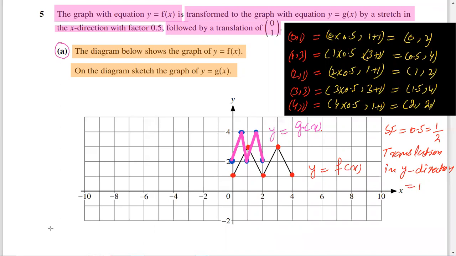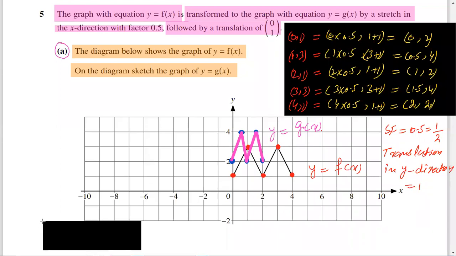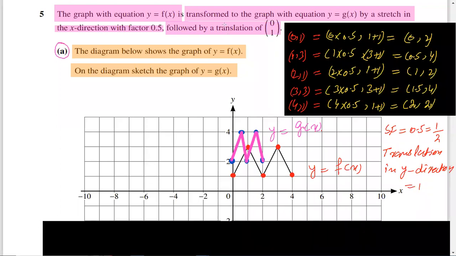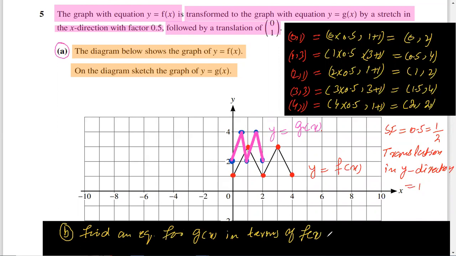In part B, that is very easy. The question is, find an equation for g of x in terms of f of x.